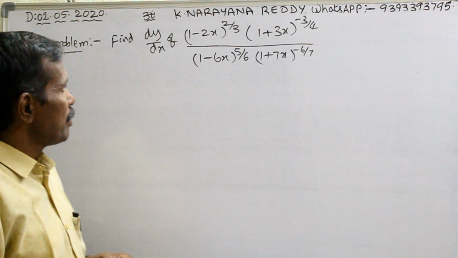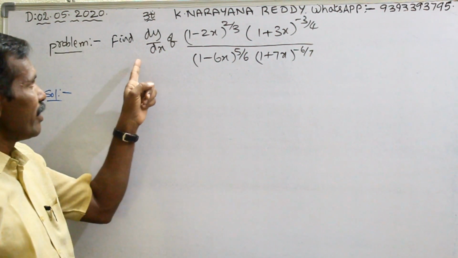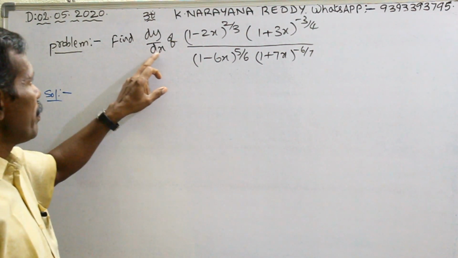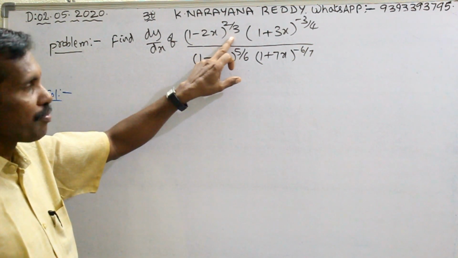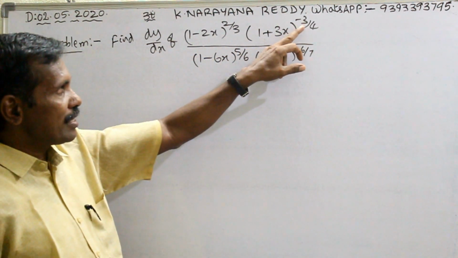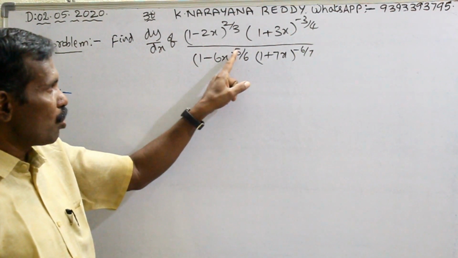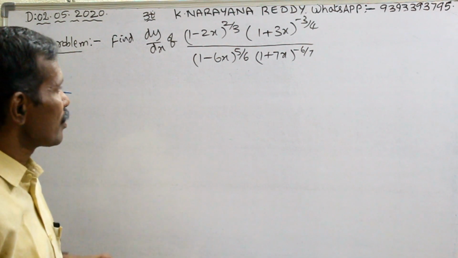In this class, I am explaining about differentiation. How to find d by dx. See the problem. Find the derivative with respect to x of (1 minus 2x) to the power of 2 by 3, (1 plus 3x) to the power of minus 3 by 4, divided by (1 minus 6x) to the power of 5 by 6, (1 plus 7x) to the power of minus 6 by 7.